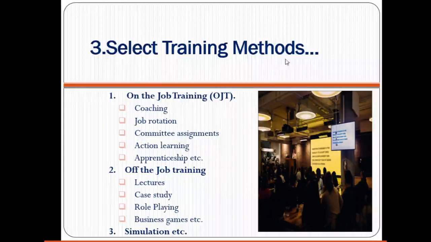Okay, there are three broad categories of training method. The first one is on the job training. It's also abbreviated as OJT. It includes coaching, job rotation, committee assignments, action training, apprenticeship, etc. Off the job training includes lectures, case studies, role playing, business games, etc. And the third one is the simulation.